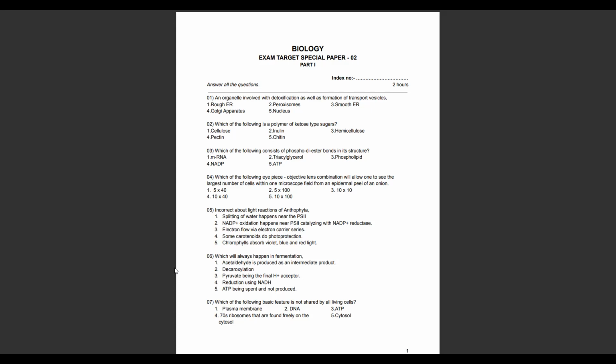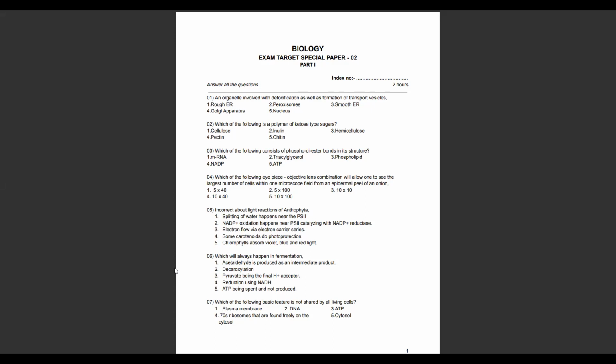Now, look at the first statement. Here they ask you which will always happen. Acetaldehyde is produced as an intermediate product. Yes, acetaldehyde is produced as an intermediate product only in ethyl alcohol fermentation, but not in lactic acid fermentation. So, we can't take the first answer. Then decarboxylation. Decarboxylation means removing carbon dioxide molecules. This is also happening in ethyl alcohol fermentation, but not in lactic acid. So, it is not common to both. So, we can't take that one either.